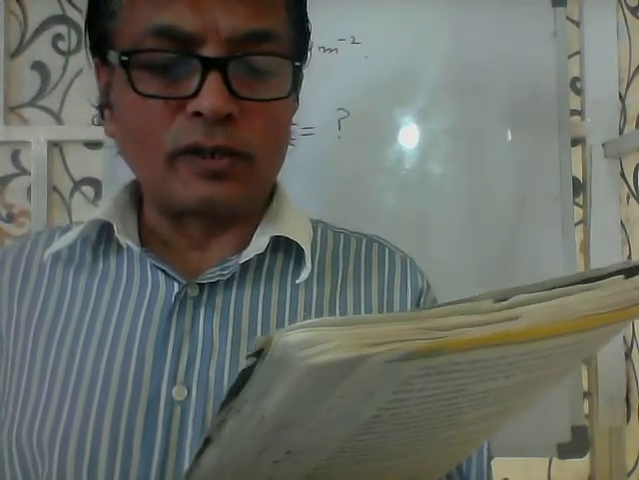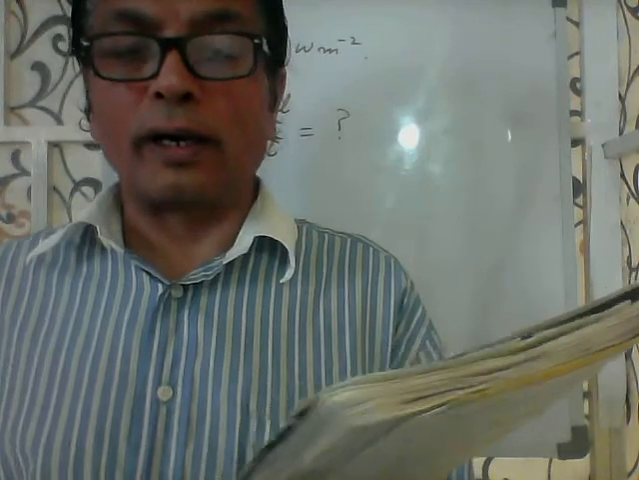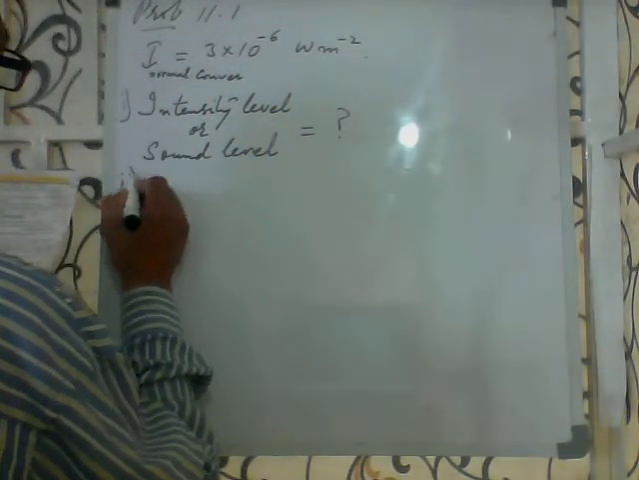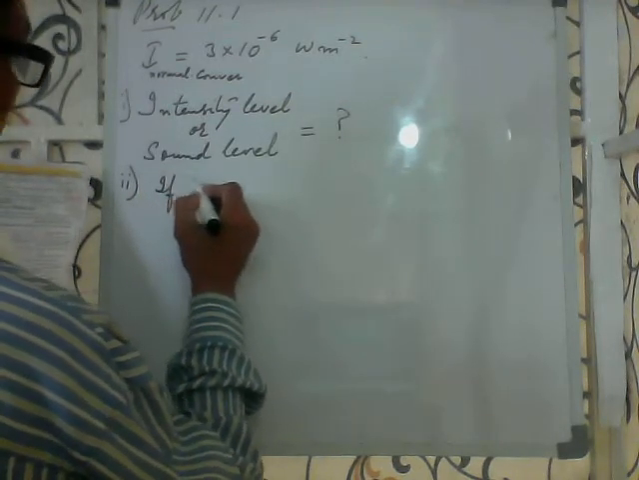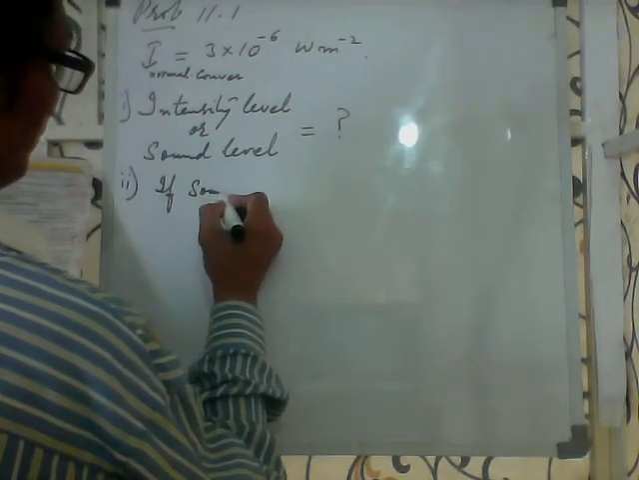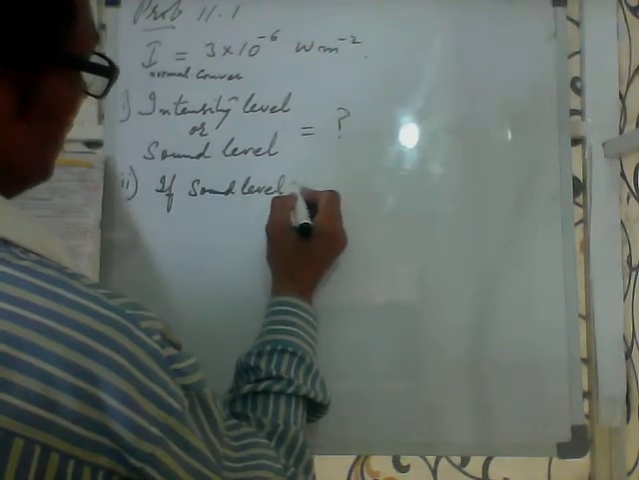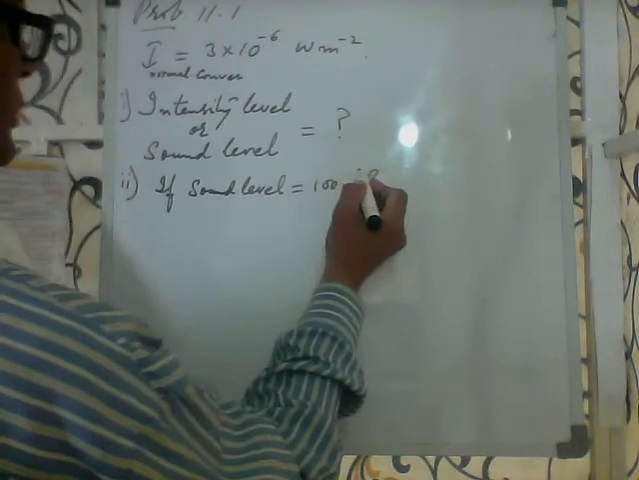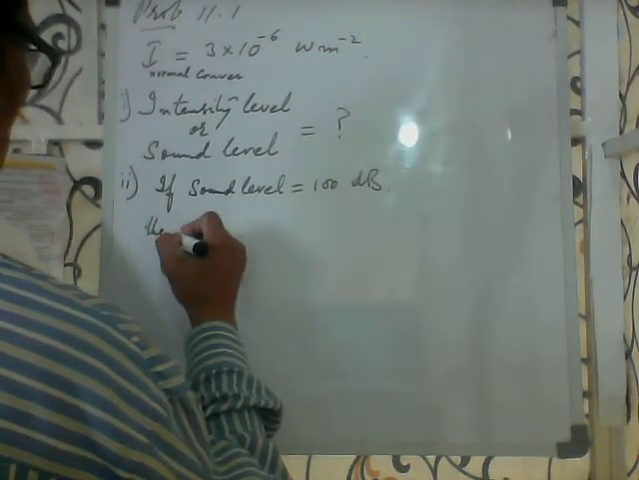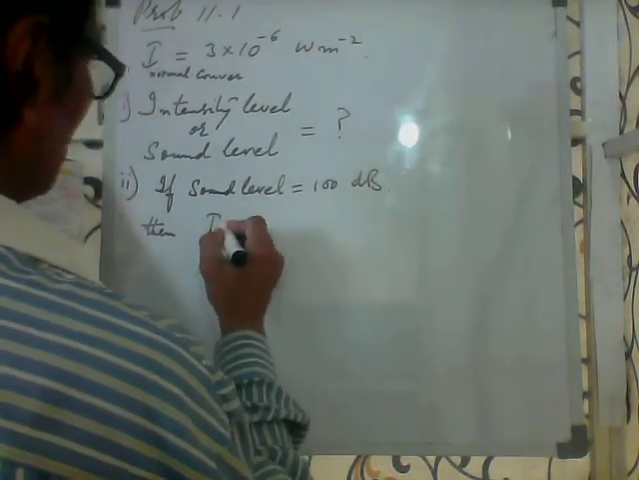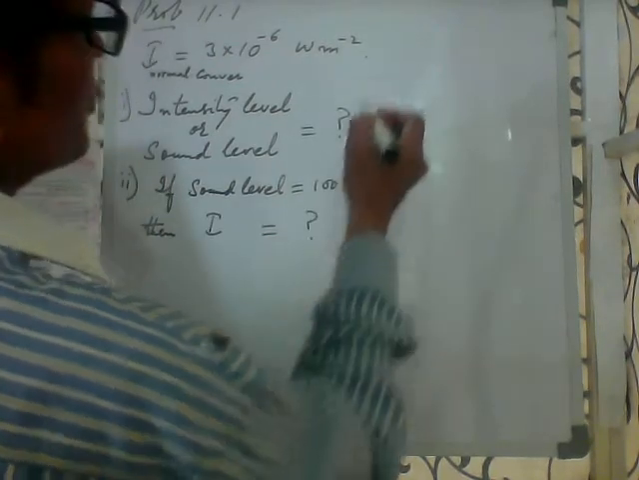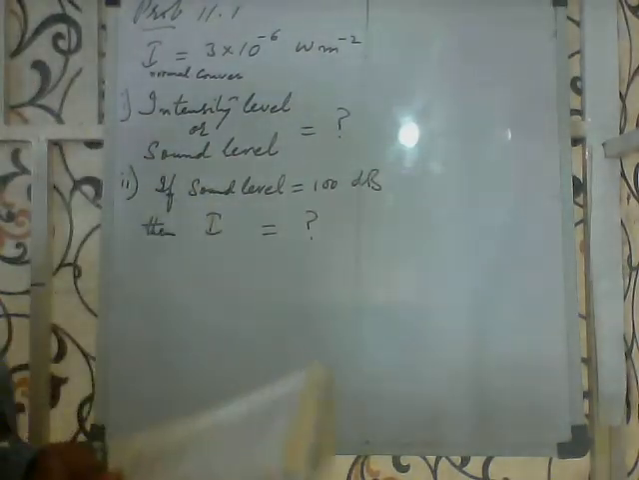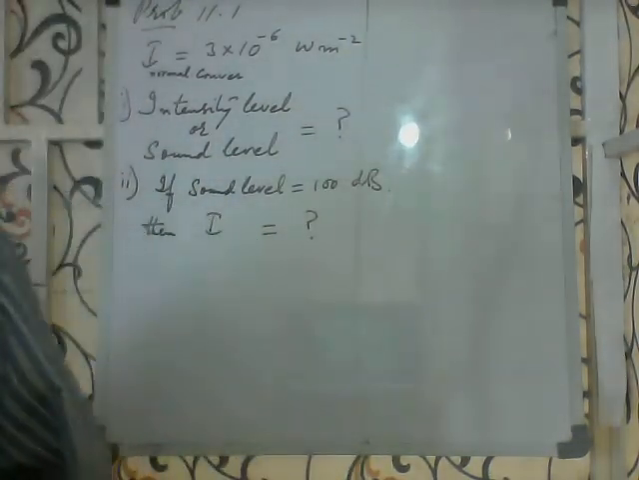What is the intensity of sound for 100 decibel? It is part number 1 and here part number 2. If sound level is equal to 100 decibel, then intensity is to be found. फिर हमने इंटेंसिटी फाइंड करनी है.